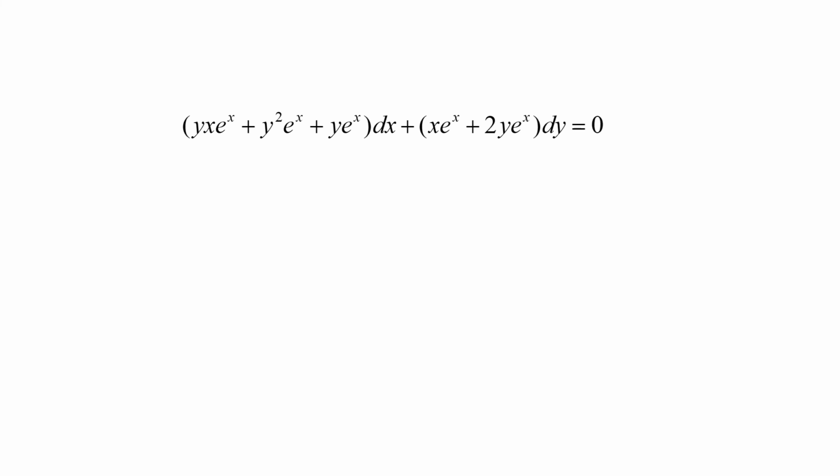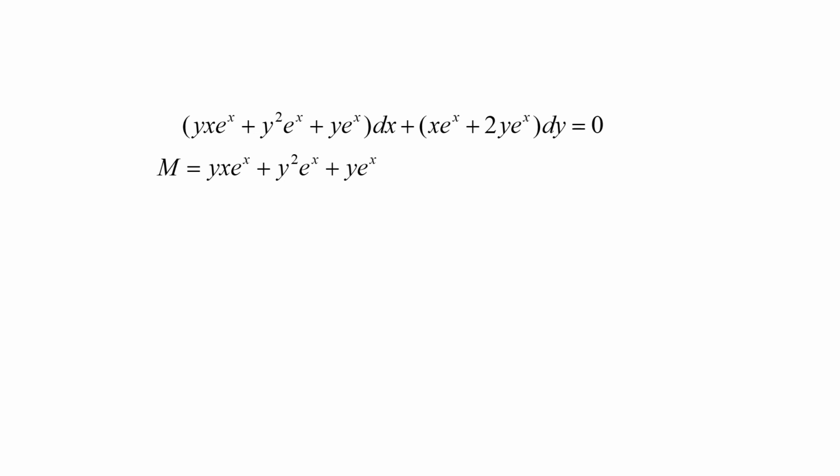Now we multiply everything by our integrating factor, e to the x. That gives us yx e to the x plus y squared e to the x plus y e to the x dx plus x times e to the x plus 2y e to the x times dy equals 0. Now if we examine this, m is equal to yx e to the x plus y squared e to the x plus y e to the x.